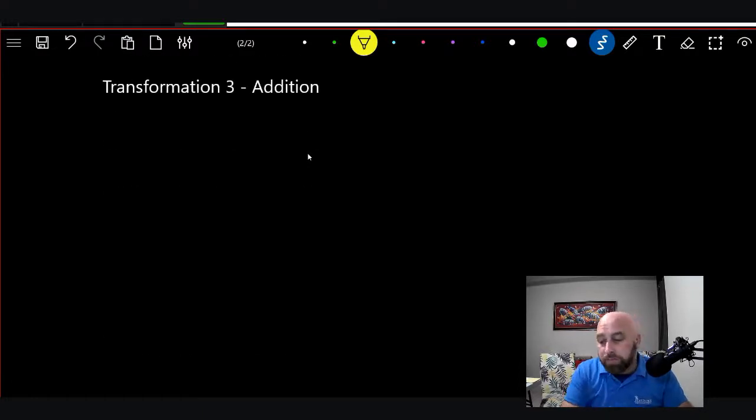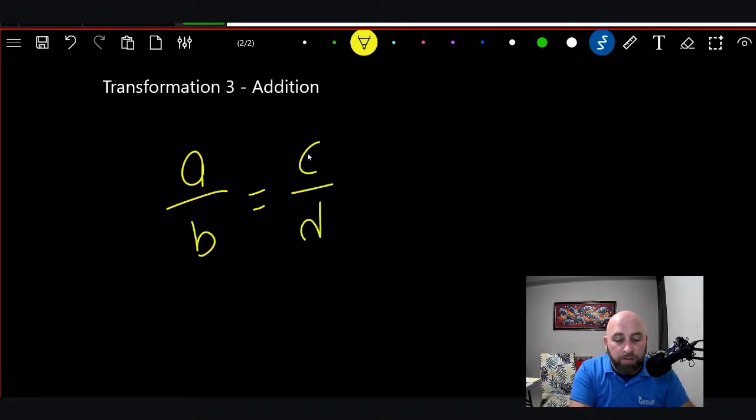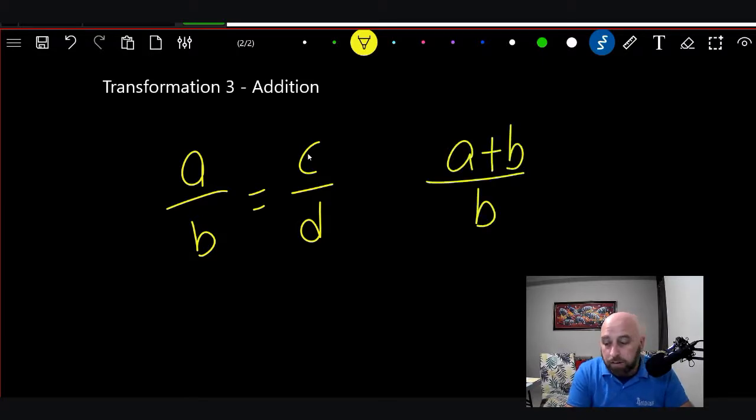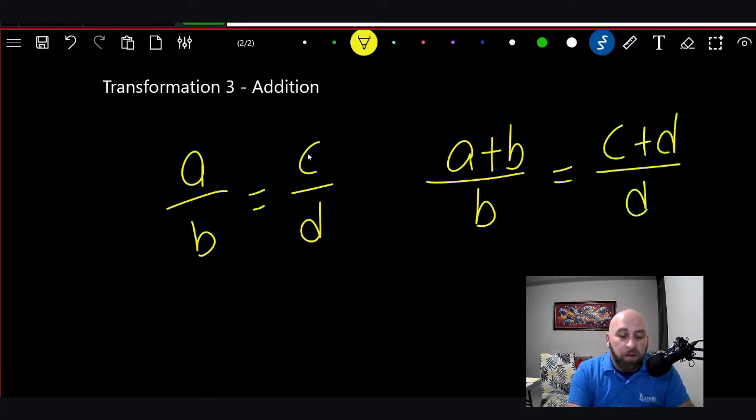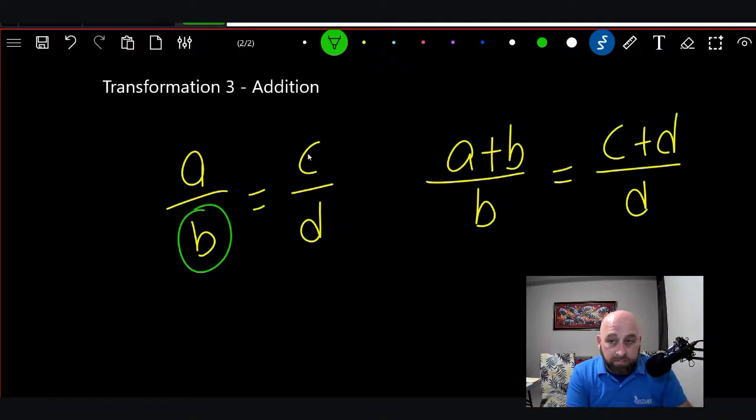Number 3, this is the addition property. So we have A over B equals C over D. We're just going to keep going back to that one over and over. Okay, so what we can say here is that A plus B over B is proportional to, or equal to, C plus D over D. We can take this bottom one and add it to this, and we can take this bottom one and add it to this.